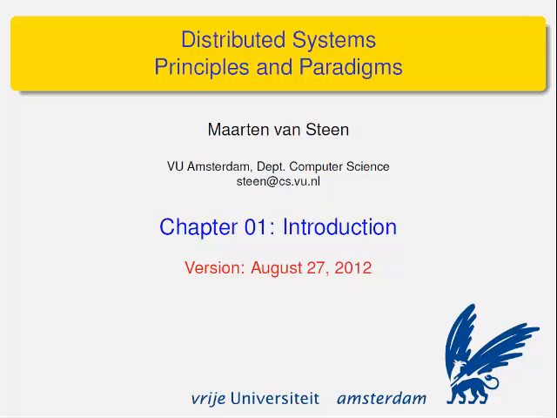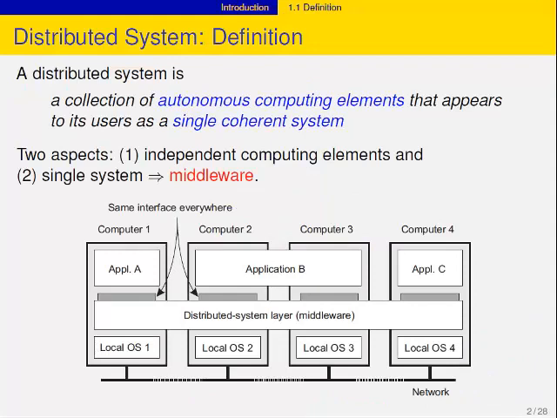Okay. What are we going to do? We're going to talk about distributed systems. What's a distributed system? I hate definitions, but I'm going to try to give you a definition anyway. The whole course will be about a collection of autonomous computing elements that appear to users as a single coherent system. And the key word here is actually middleware.